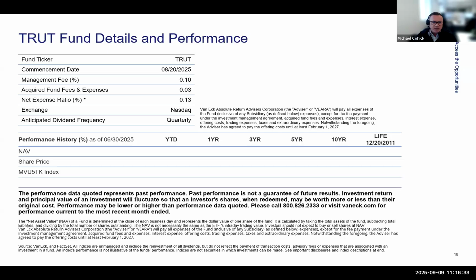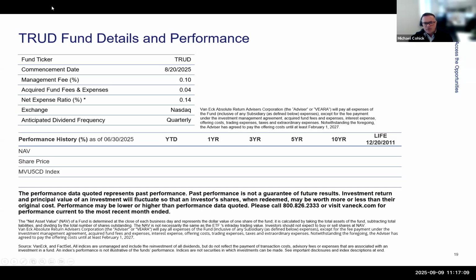TruT, our technology TruSector ETF, launched on August 20th of this year. It trades on NASDAQ. It carries a management fee of a low 10 basis points and a net expense ratio, or a total expense ratio, of 13 basis points. It pays dividends quarterly. Why is the net and gross different? That's the difference between the AFFEs, or acquired fund fees and expenses, the line item you see there. And that's an indirect expense that's incurred by holding the other ETF in the portfolio.